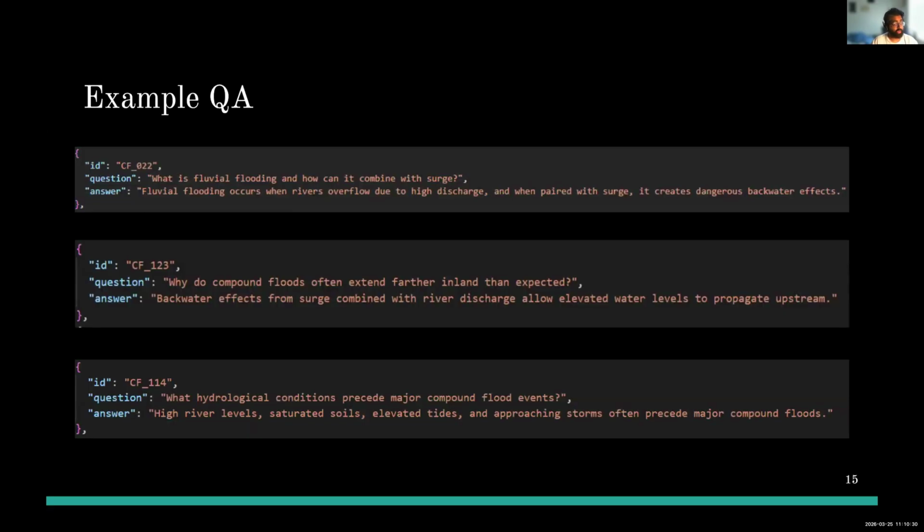What is fluvial flooding and how can it combine with surge? Or why do compound floods often extend farther inland than expected? Now, if the LLM is able to answer these questions in a precise manner consistently, then I'll know that I'm on the right direction.